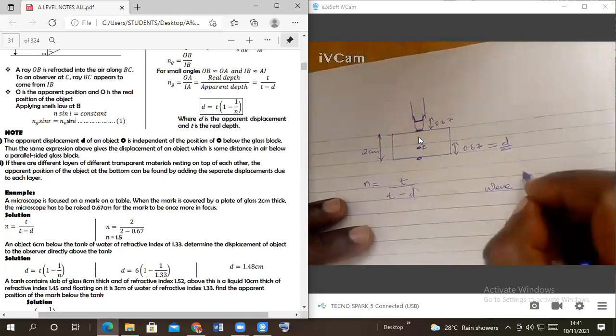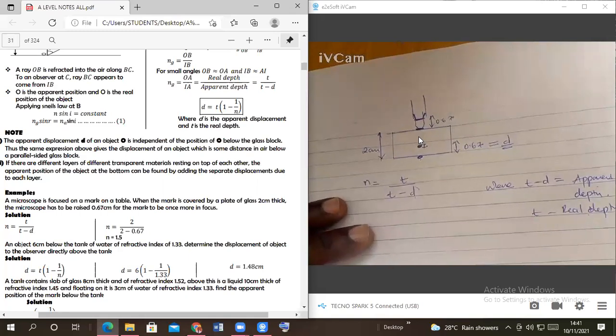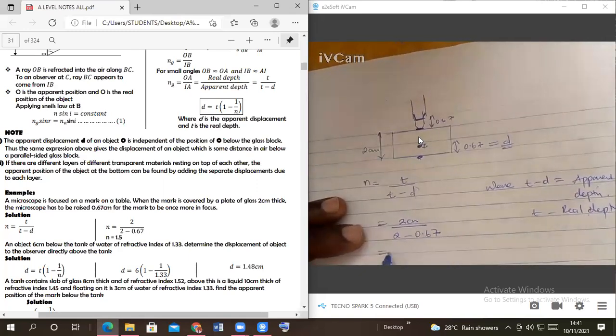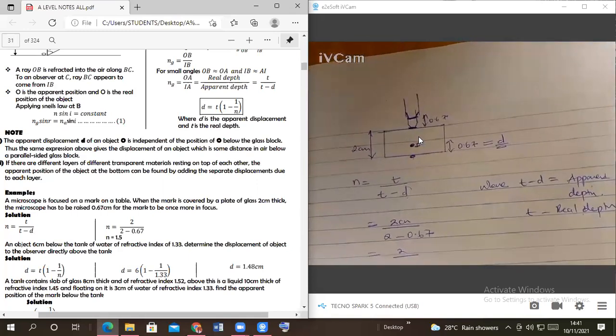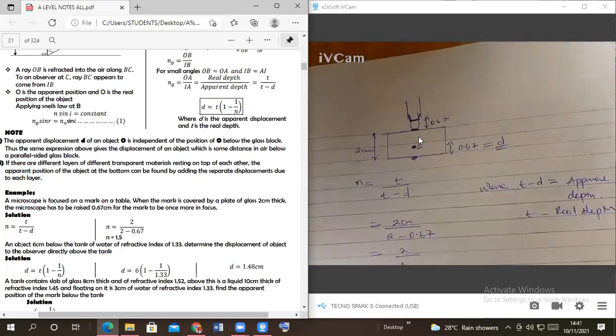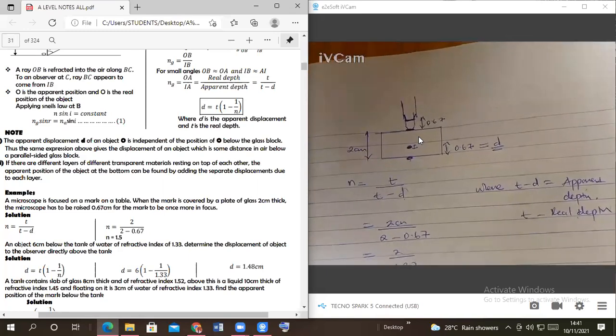So T is the real depth, and it's as if it is real depth over apparent depth. You substitute there and you have 2 centimeters, divided by 2 minus 0.67, which is 1.33. So 2 divided by that, you get 1.5.